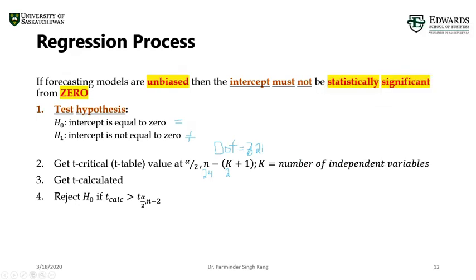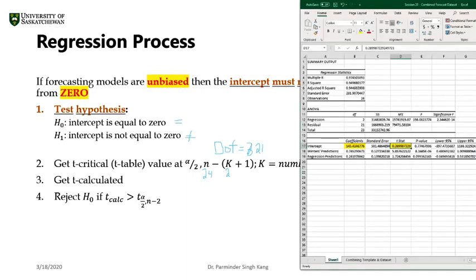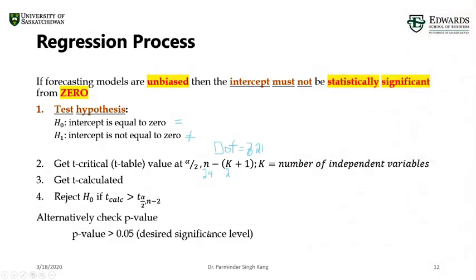When you fail to reject the null hypothesis, it means the intercept is equal to 0. The intercept value in this case, which is 145.42, is not statistically significant. Okay, so the alternative way to check this is to look into the p-value.